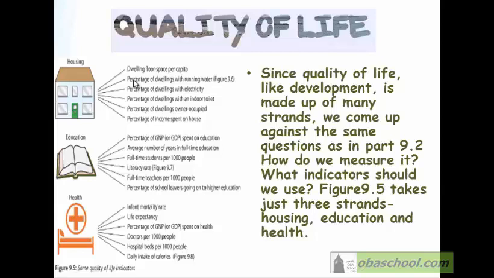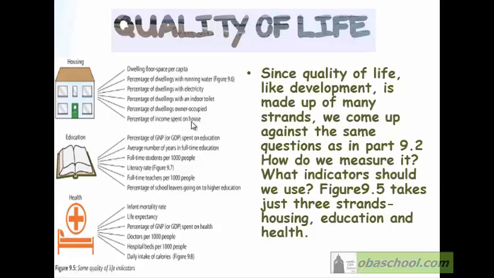The second one, we look at the percentage of dwellings with running water. The third one, we look at the percentage of dwellings with electricity. Fourth, percentage of dwellings with an indoor toilet. Fifth, percentage of dwellings owner-occupied. And finally, percentage of income spent on house.